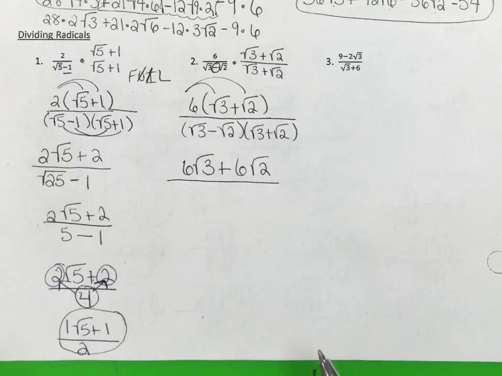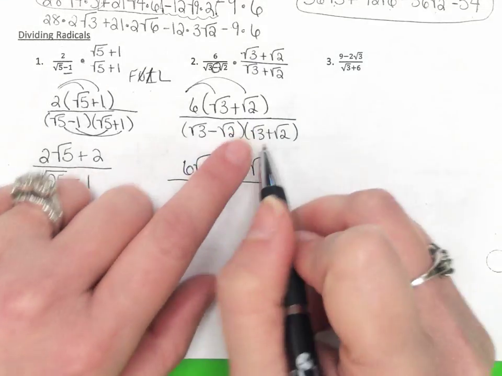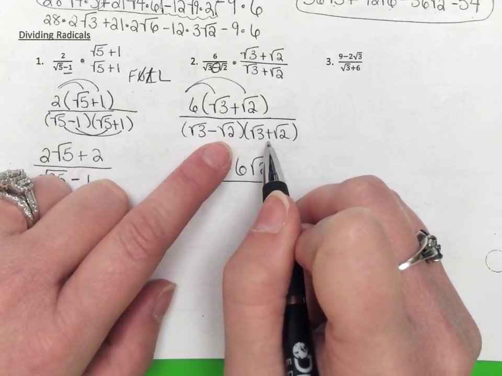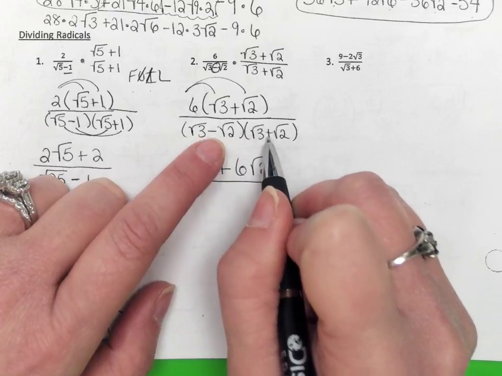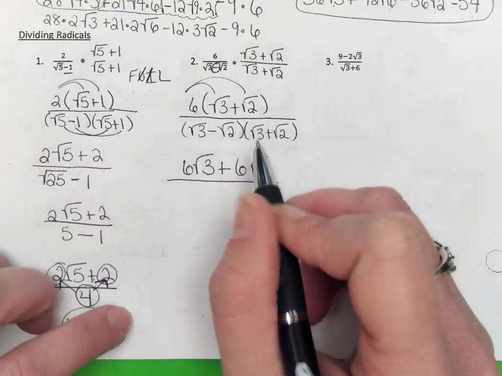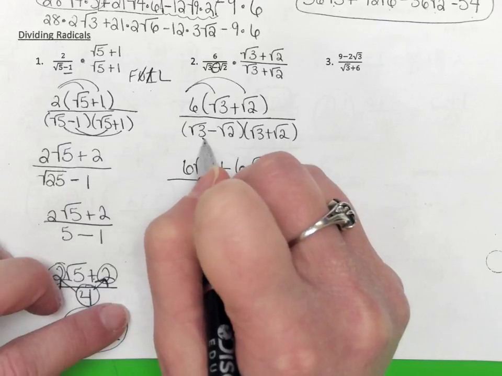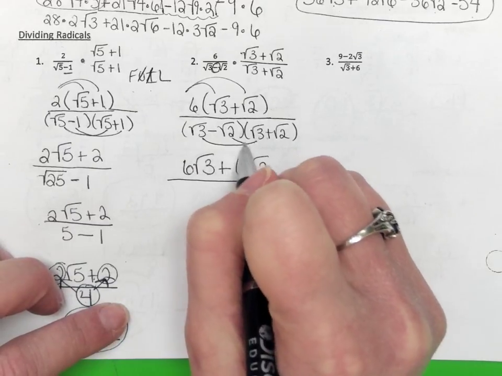Y'all okay? All right, what about down here? I would have to FOIL, but I have the exact same stuff but different signs. So what's the only thing I have to do? First and last.